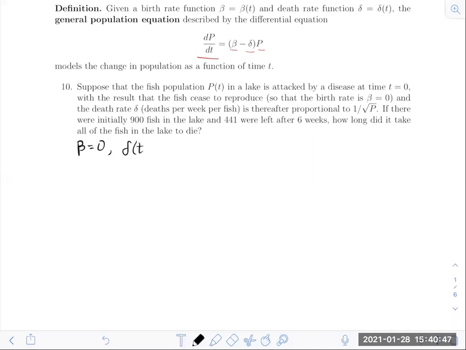The death rate, delta of t, is proportional to, so introduce some constant of proportionality, generally speaking we use k, 1 over the square root of the population. If you want, you could bring that square root up with a negative exponent and write it as kP to the negative 1/2. Then just make sure to introduce your constant of proportionality, so I'll just write for some constant k.